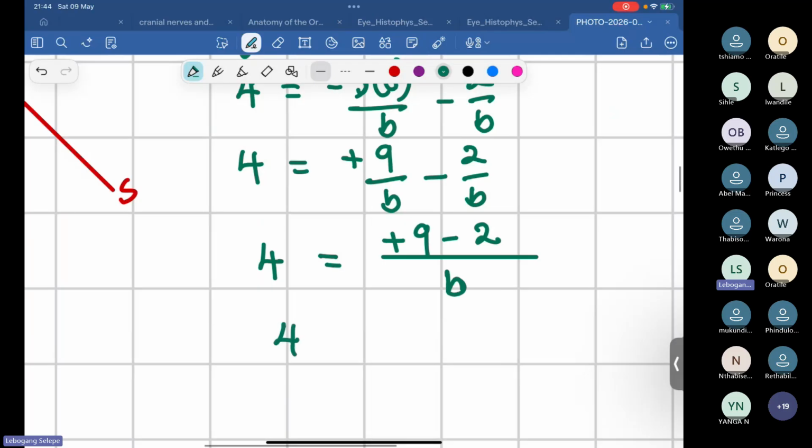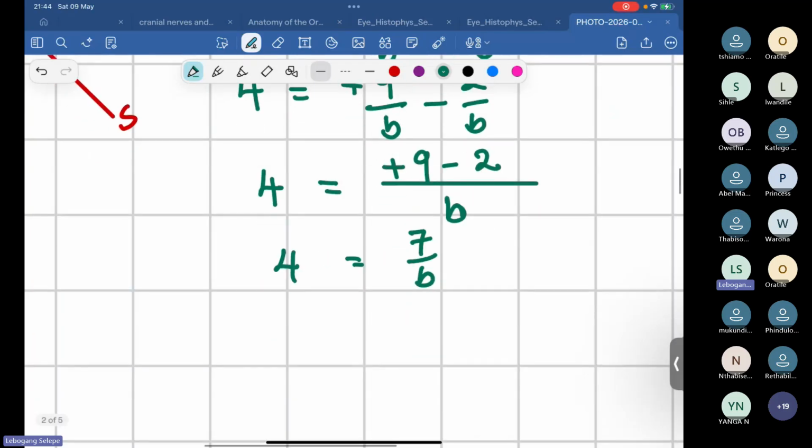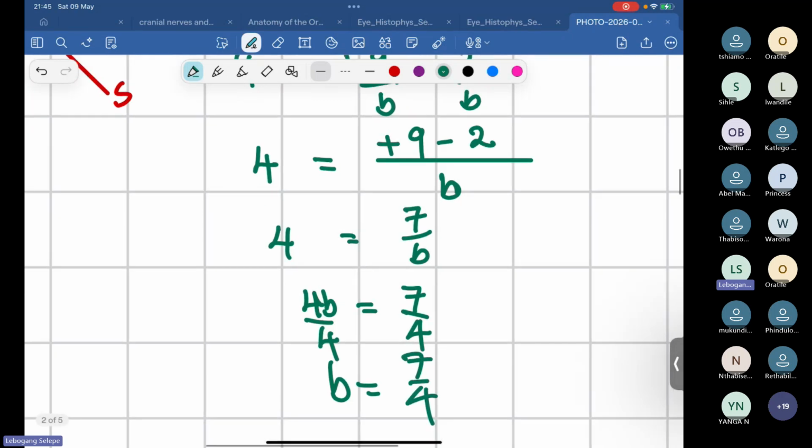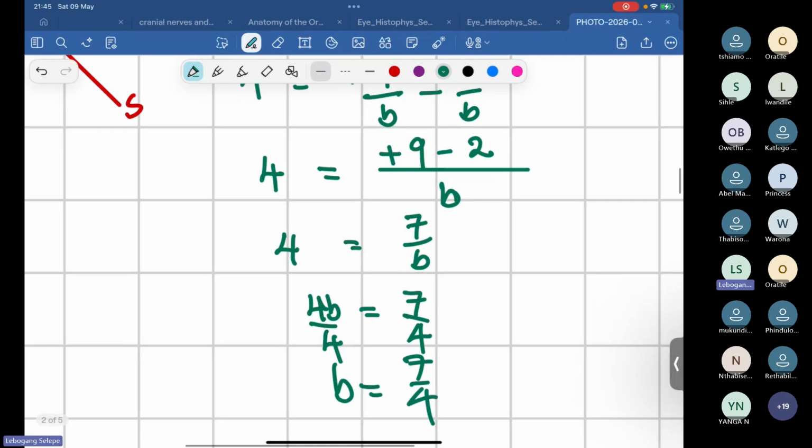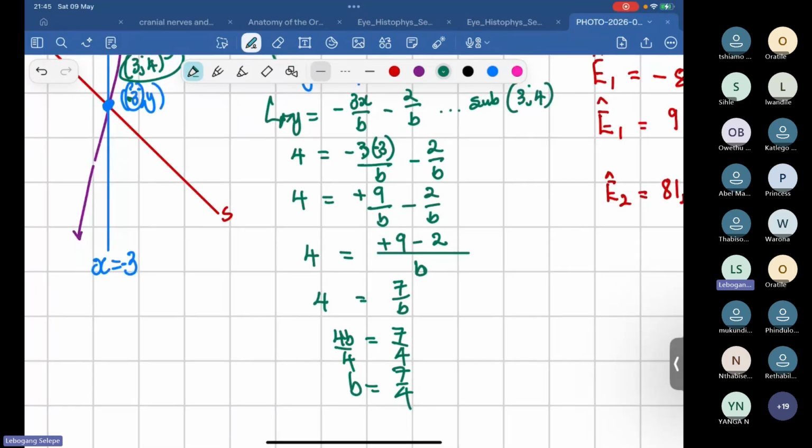right? So 4 is going to be equal to 7 divided by b. Cross multiply, that is going to be 4b is equal to 7. Then divide by 4, divide by 4, b is equal to 7 over 4. And that's the answer. Any questions?